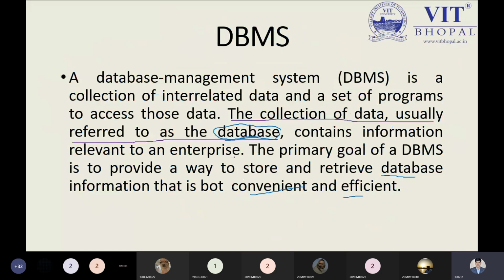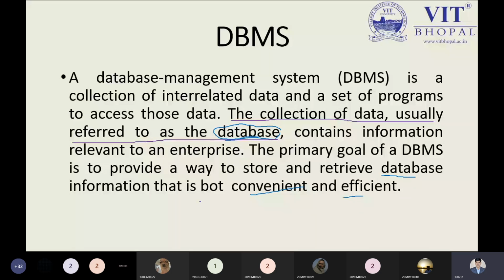The primary goal of the DBMS is to provide a way to store and retrieve database information in a manner that is both convenient and efficient. Why are we using a database management system? Because we will get the information in less time and with high accuracy. We can't say 100% accuracy, but with high accuracy we will get our information in a better way. Convenient and efficient are the two important parameters. We can say a database management system is more needed in today's era.